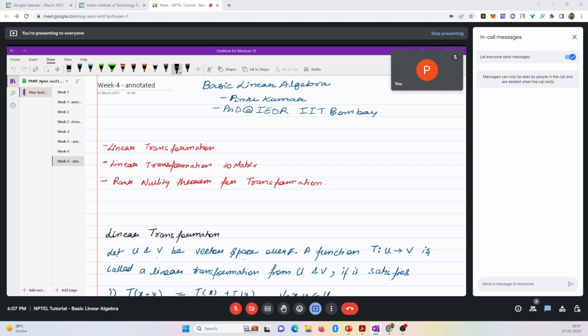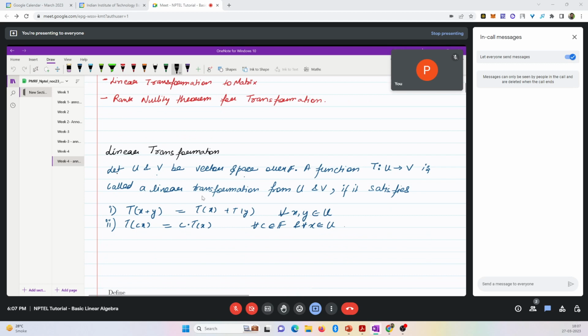Today I plan to cover the following topics: linear transformation, how to convert a linear transformation to a matrix and vice versa, and the rank nullity theorem for linear transformations. I'll be going through some of the questions related to these topics as well as some important theorems and their proofs.